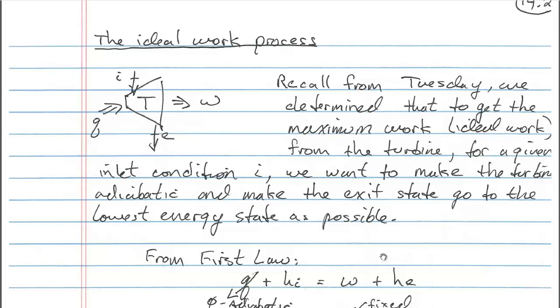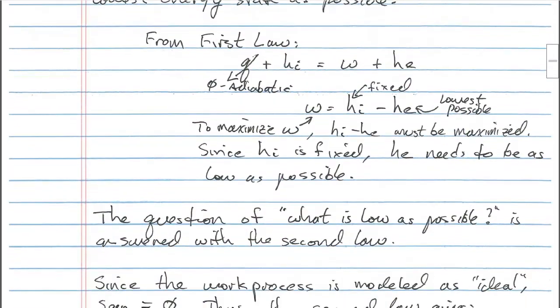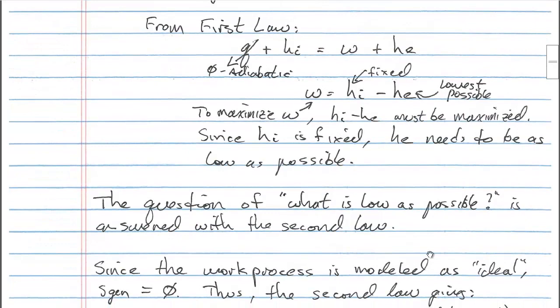So we already determined this in class on Tuesday, and we said that if we had a given inlet condition and if we make the turbine adiabatic, then the way that we can get the maximum work from the turbine is to allow the exit state to go to the lowest energy state possible. So how do we know that that'll give us the maximum work? Well, let's take a look at the first law. The first law, of course, as we write it for a steady state system, says that Q plus HI is equal to W, the work transfer, plus the exit enthalpy.